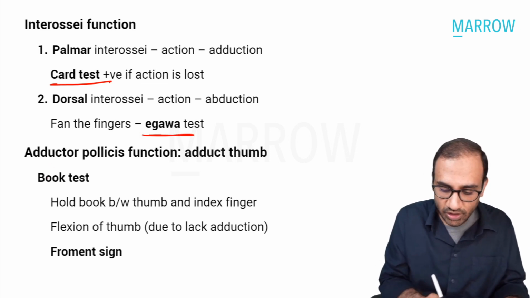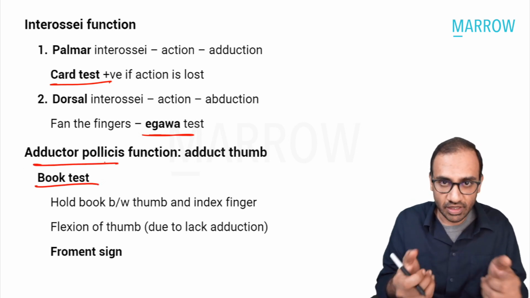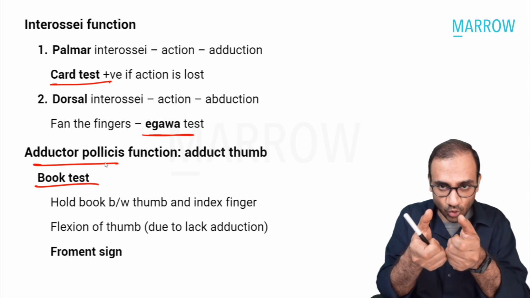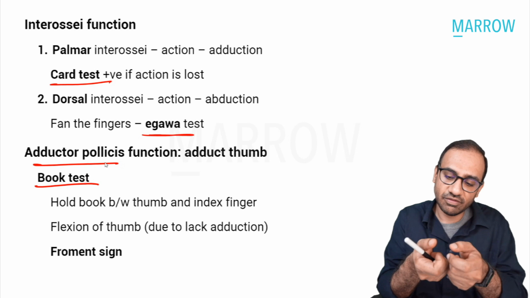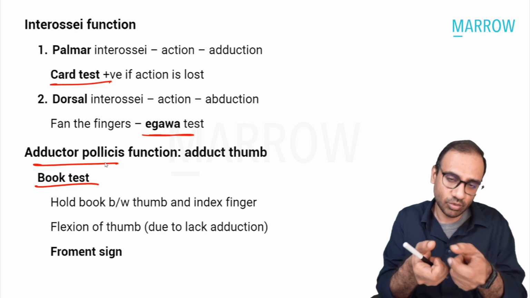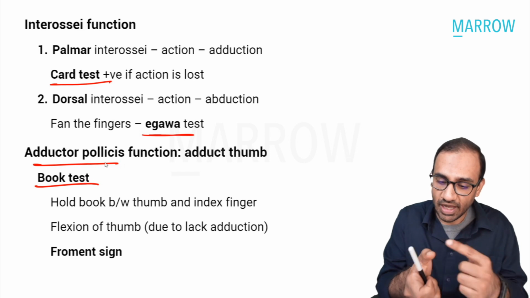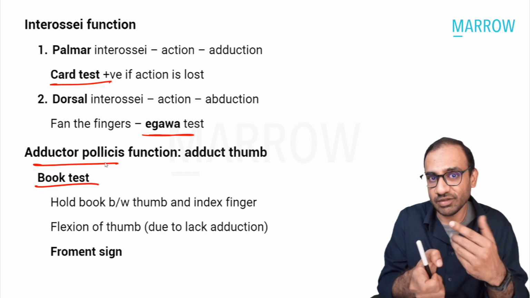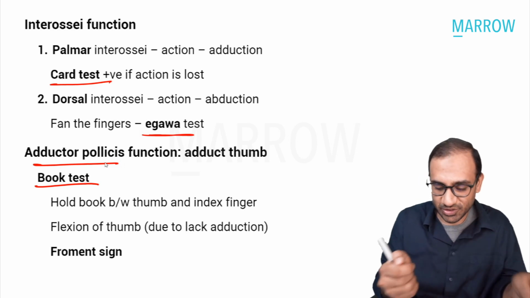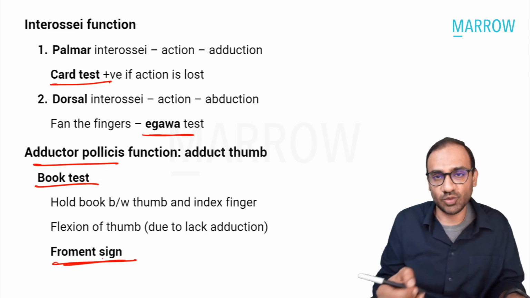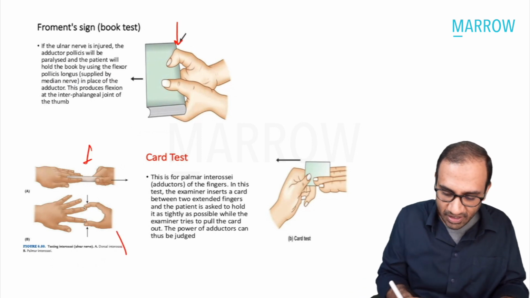Book test is used to test for the adductor pollicis, which is a thenar muscle supplied by the ulnar nerve. And what happens is, when you ask the patient to hold the book between the thumb and the index finger, and the examiner pulls the book out, the patient feels the book starts to slip because his adductor is weak. So he flexes the thumb to compensate for that loss. And when he flexes his thumb, the deformity is revealed, which means that his adduction is weak. And this is what is known as your Froment sign. So this is Froment sign. This is CART test. This is Igawa test.